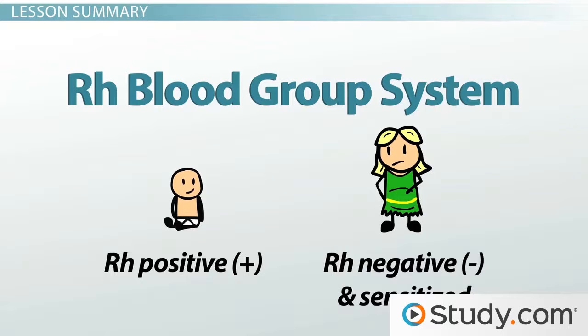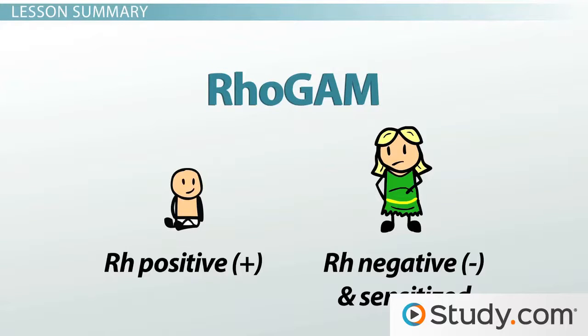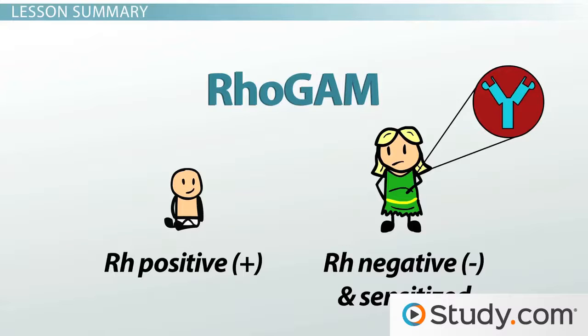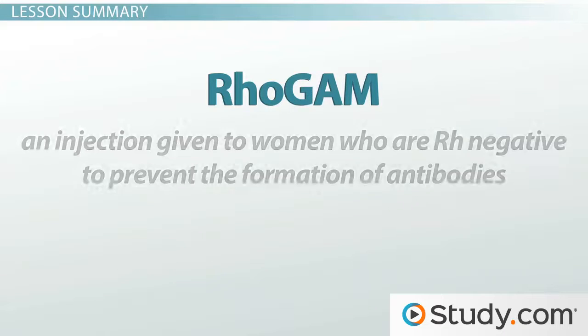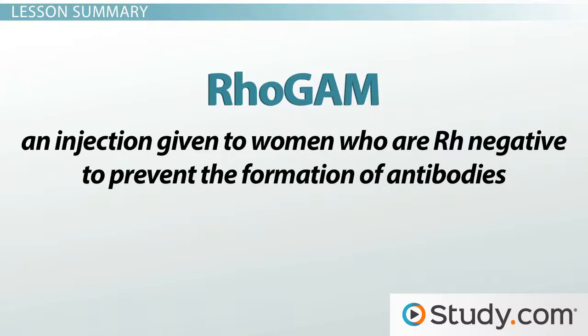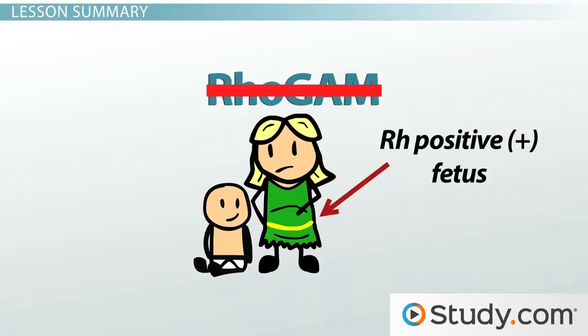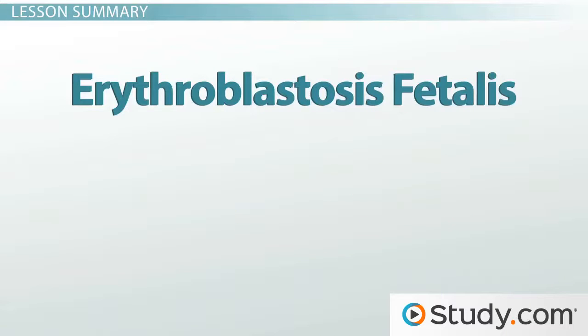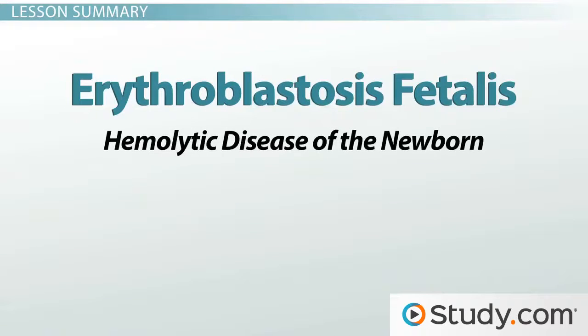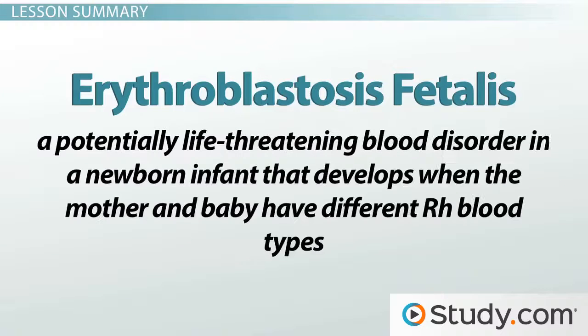However, the mother has become sensitized by Rh positive antigens from that first child. Unless the mother is treated with RhoGAM shortly after giving birth, she will begin to form anti-Rh positive antibodies. RhoGAM is an injection given to women who are Rh negative to prevent the formation of antibodies. If she is not treated and becomes pregnant again with an Rh positive child, her child could develop erythroblastosis fetalis, also known as hemolytic disease of the newborn. This condition is a potentially life-threatening blood disorder in a newborn infant that develops when the mother and baby have different Rh blood types.